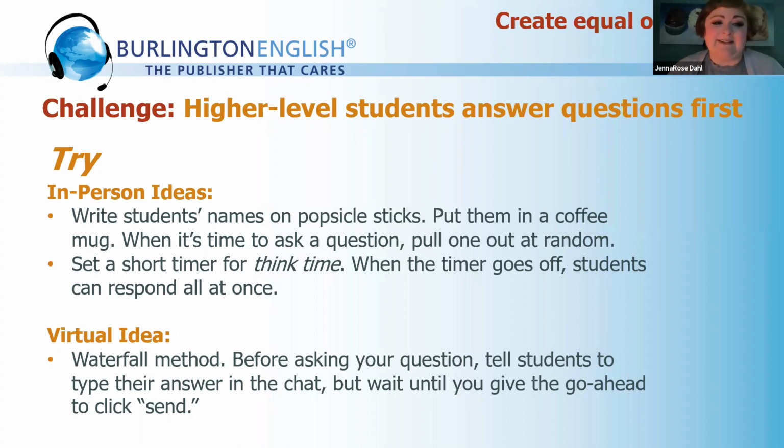Another great idea is to set a short timer for think time. So just saying, okay, we're going to put this timer on the screen. You can just do this with Google, or you can do this with the Burlington annotation toolbar, putting that timer up on the screen. Everyone is going to say their answer at the same time when this timer goes off. That way, everyone is involved. Everyone gets to say their answer.